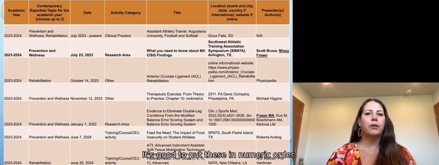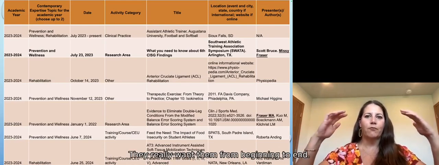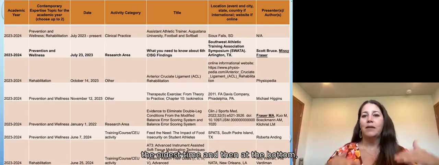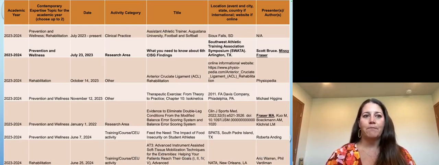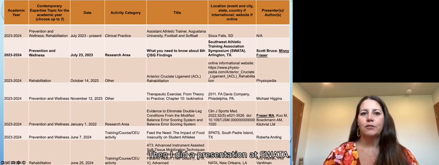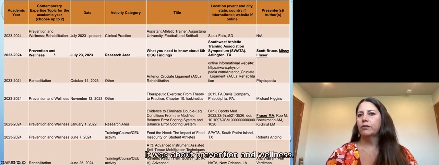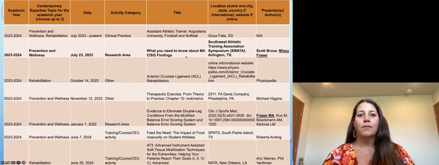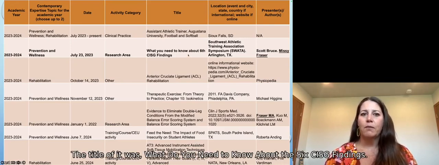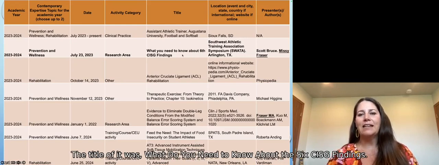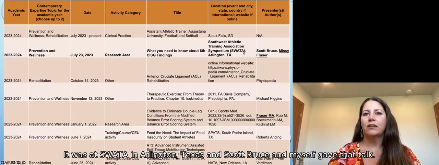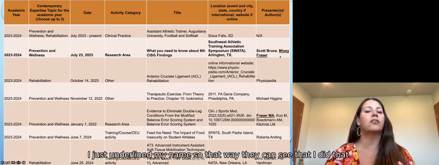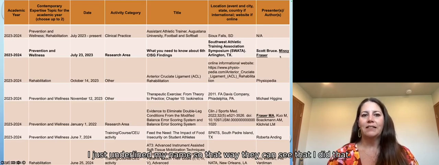Okay. Then say I go and present. It's good to put these in numeric order. They really want them from beginning to end. So whatever you start with should be the oldest time, and then at the bottom it should be the most recent time. So then I did a presentation at SWATA. It was about prevention and wellness. This is the date that I did it. It was a research area. The title of it was What Do You Need to Know About the 6 CISG Findings. It was at SWATA in Arlington, Texas, and Scott Bruce and myself gave that talk. And I just underlined my name so that they can see that I did that.